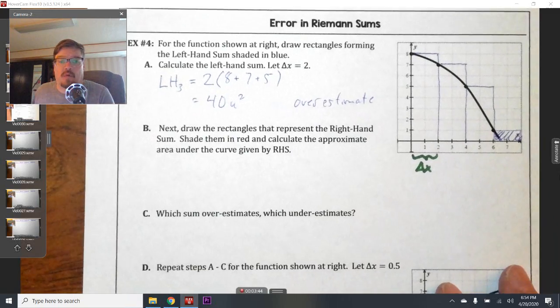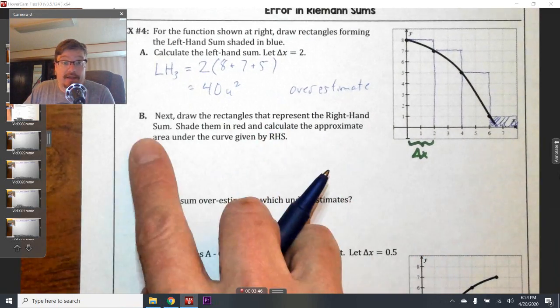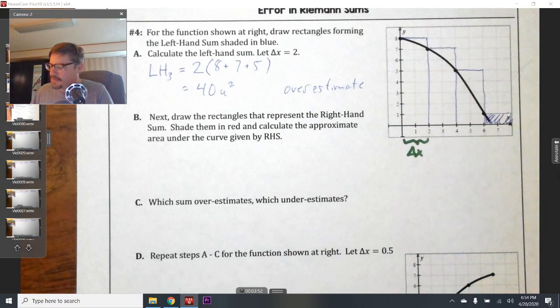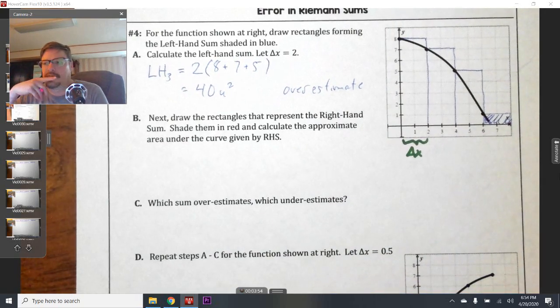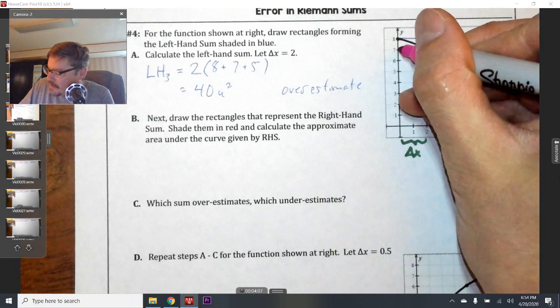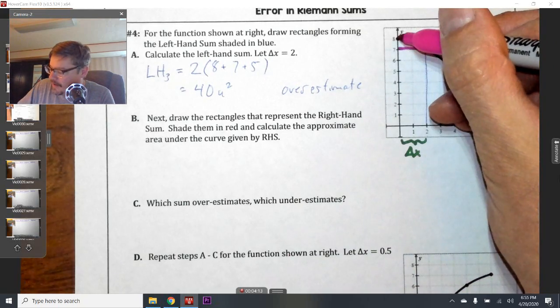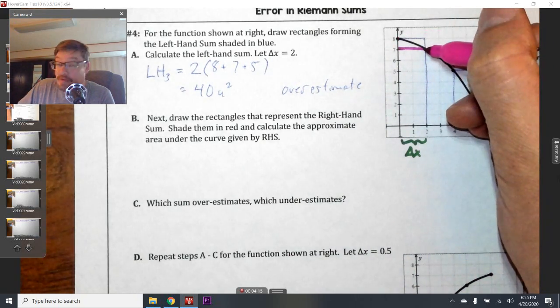Now I'm going to use the same one and do the right-hand sum, and I'm going to change the color. The right-hand sum means I have to make sure the upper right-hand corner of each rectangle actually hits the curve. So that's going to cause me to do this. You see how the switch goes. If I use the left, I'm going to be over the curve. If I use the right, I'm going to be under it.